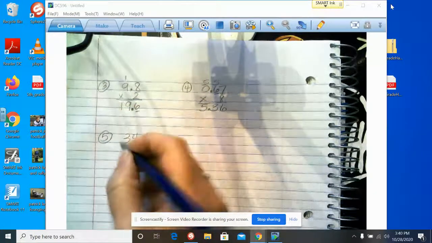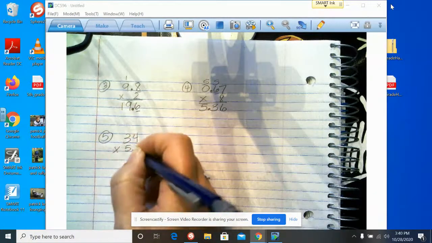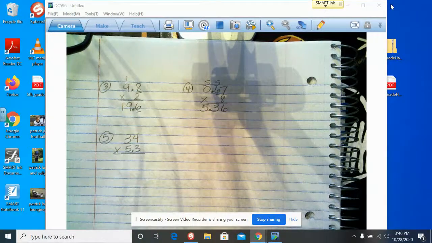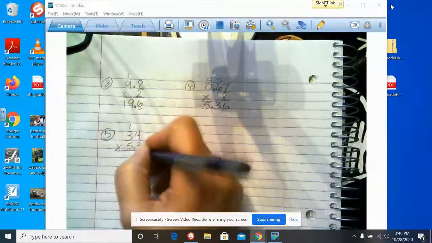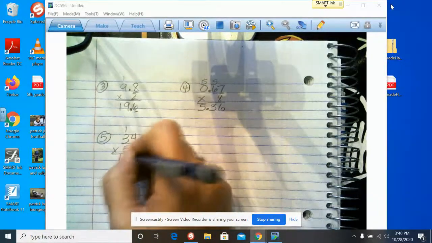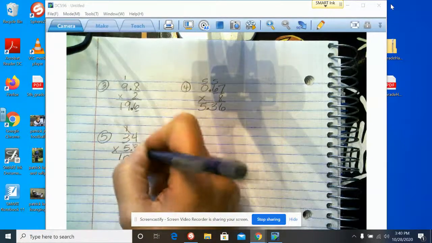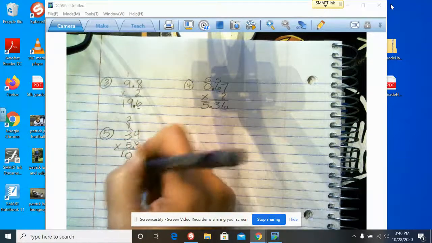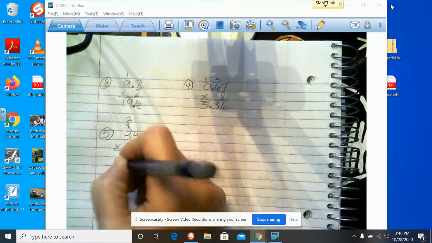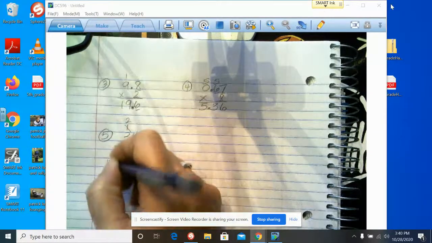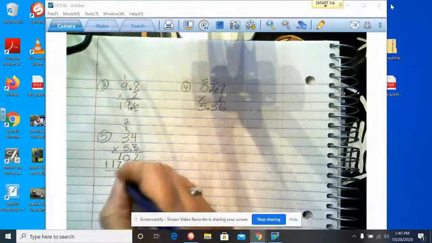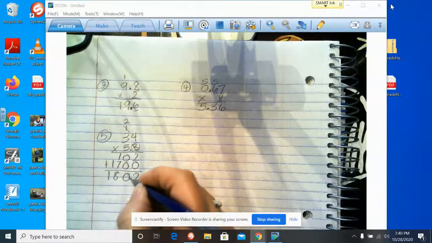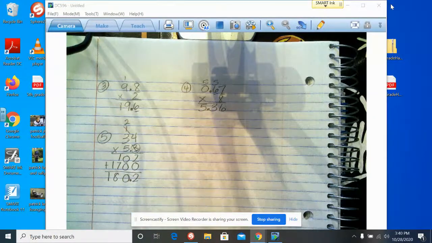Number 5, 34 times 5.3. And we're going to multiply this as if there's no decimal. Cross off our carried numbers, bring down our 0. And then we're going to add everything up. 1 decimal place in the problem, 1 decimal place in the answer, 180.2.